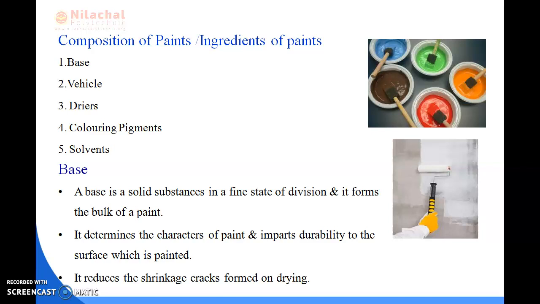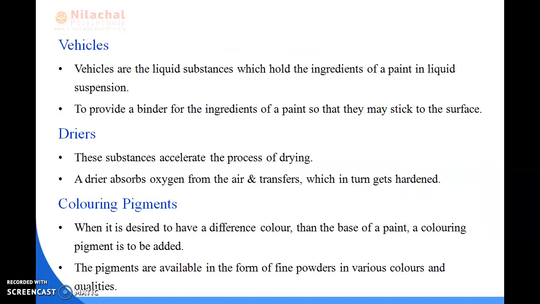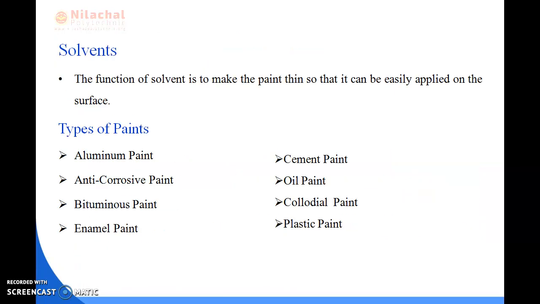So what are the compositions of the paints? I have already discussed that there are 5 compositions. First is base, vehicle, dryer, coloring pigments and solvents. So what are the types of paints? We have already discussed aluminum paint, anti-corrosive paints, bituminous paint, enamel paint, cement paint and oil paint.